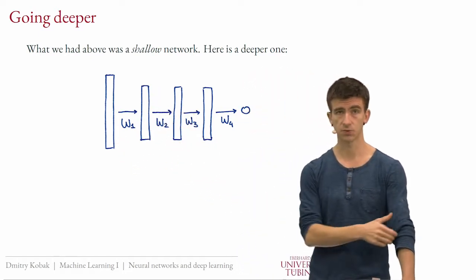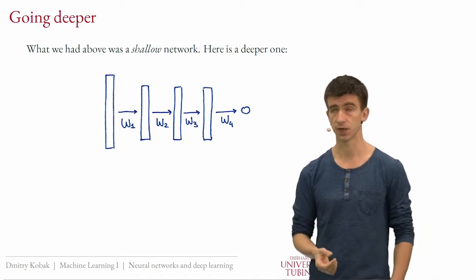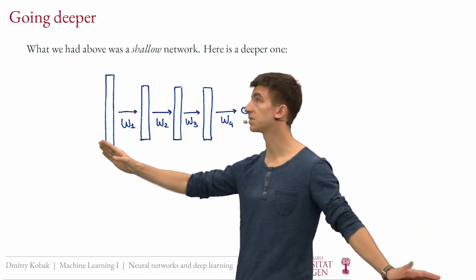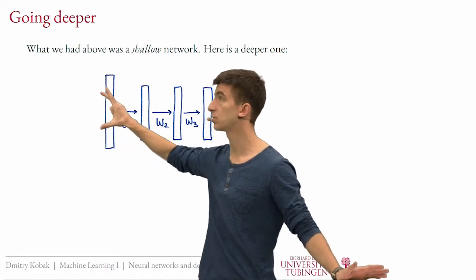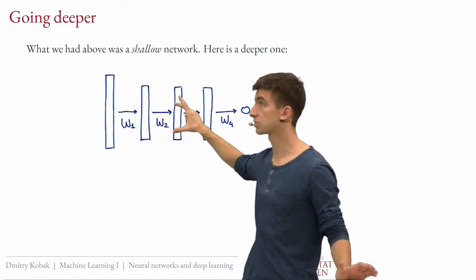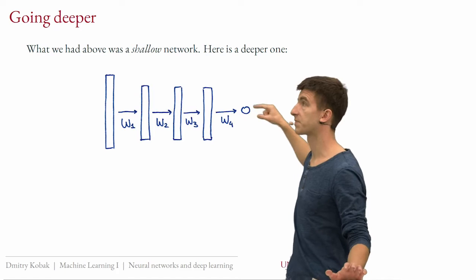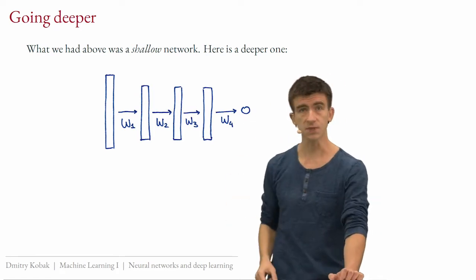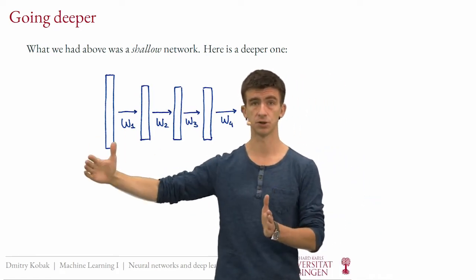There are networks with loops. They're called recurrent neural networks. We're not talking about them today. So this is a feed-forward neural network. You enter the input over here, it goes to the next layer, then the next layer, then the next layer, and then you get the output. It's a very simple modular architecture.